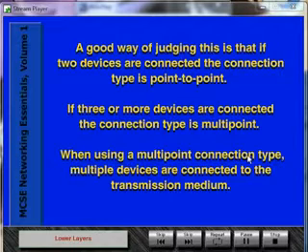When using a multipoint connection type, multiple devices are connected to the transmission medium. For example, there are 4 devices connected to this network cable. These devices will share the same cable, and the cable bandwidth will be divided among the 4 devices. When using a point-to-point connection type, 2 devices are connected to the transmission media. For example, there are 2 computers that are connected via a modem. This is a point-to-point link.